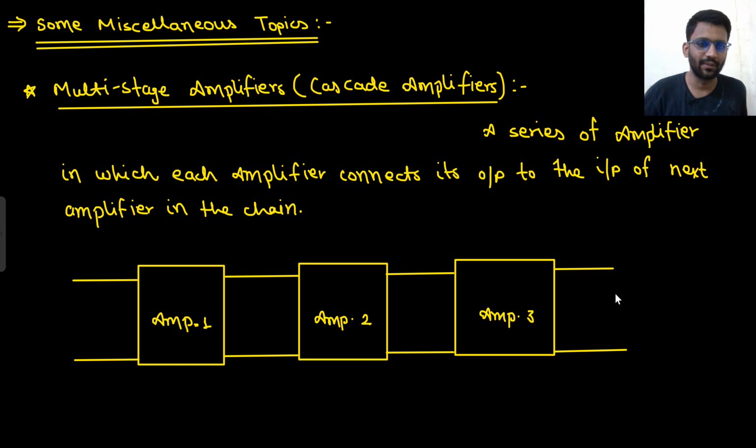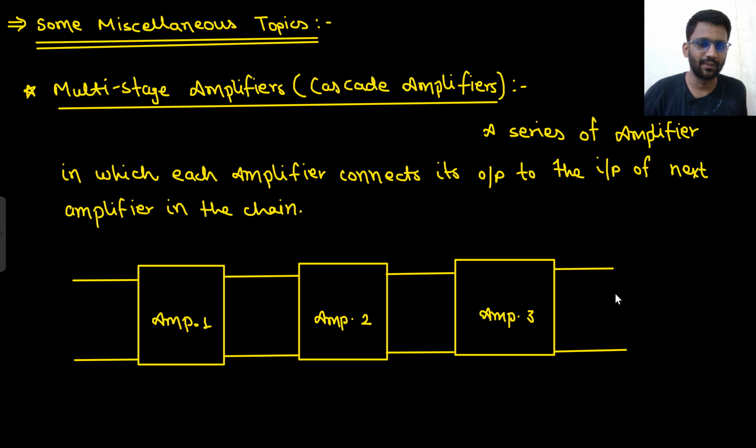So there are multiple stages connected in series, or you can call it connected in cascade, and then you get the final output. Here there will be some gain, here also there will be some gain, here also there will be some gain. These gains will be multiplied. How it is multiplied, we will see. Let's take an example. This is the simple definition written here.